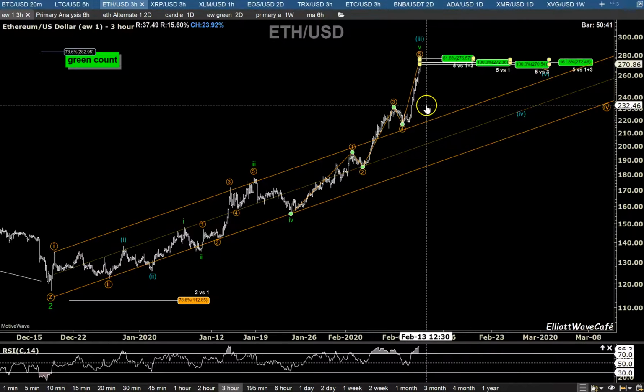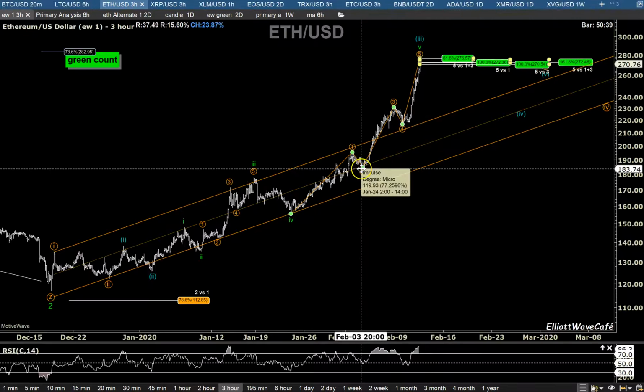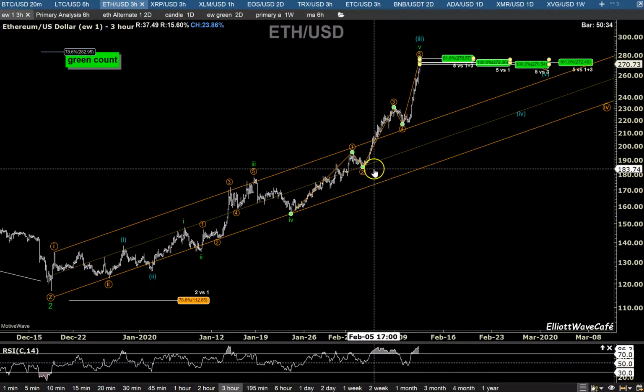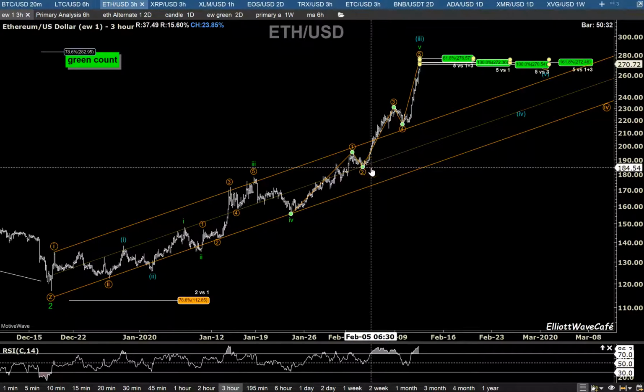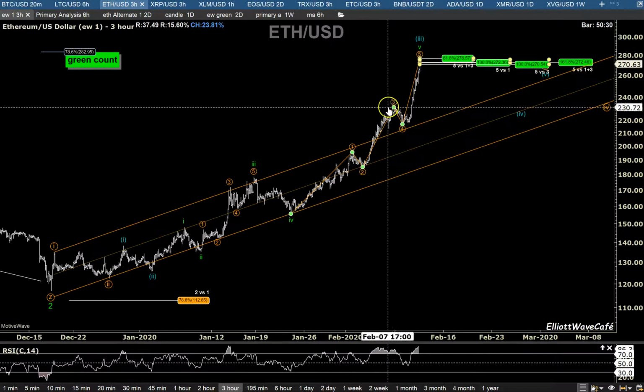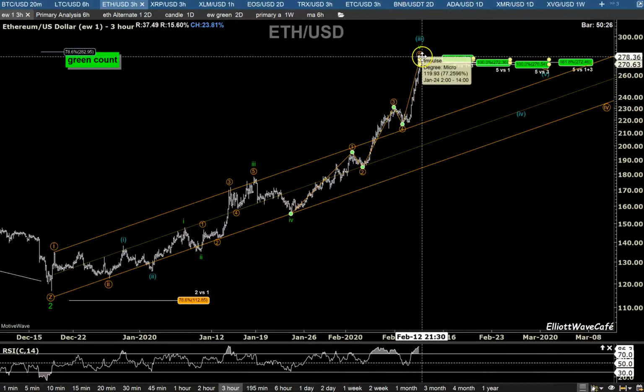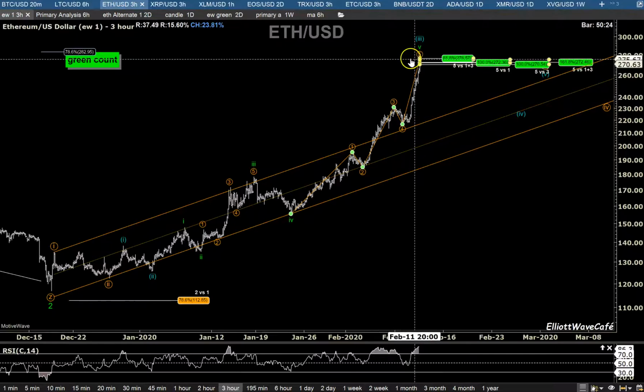So we project from wave 3. Even with your projecting tool, you start here at the bottom of wave 2, the origin of wave 3, you go up to the top of wave 3, you pull back with your projecting tool, and then it'll give you 100% of wave 5.